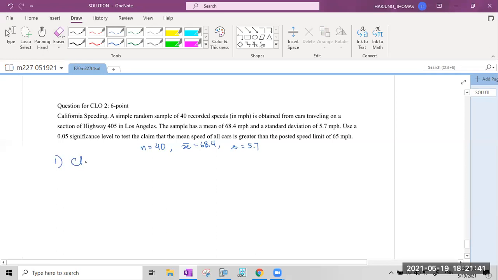So step 1, claim. The mean speed of all cars is greater than the posted speed limit of 65 miles per hour.